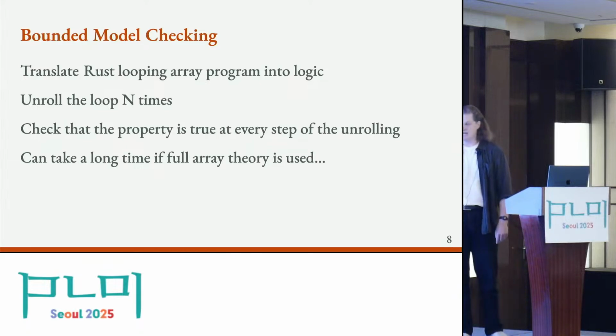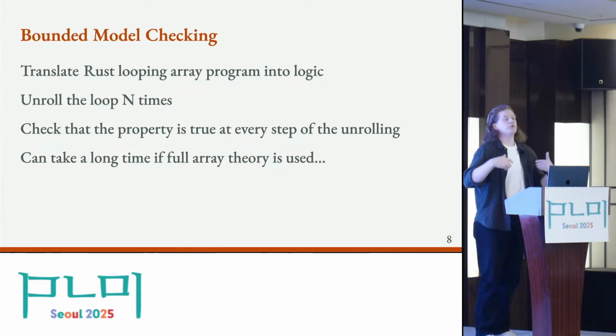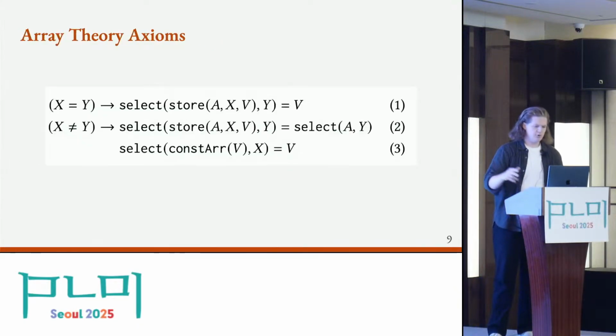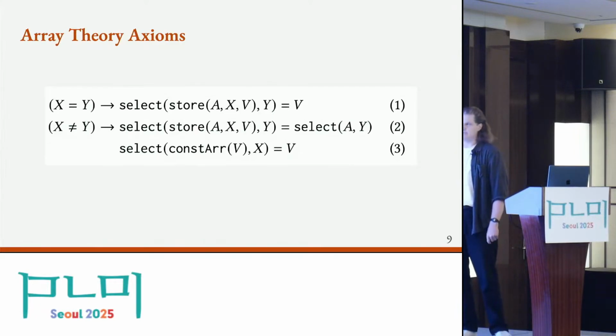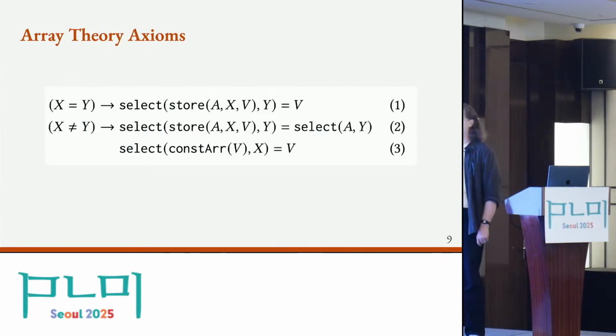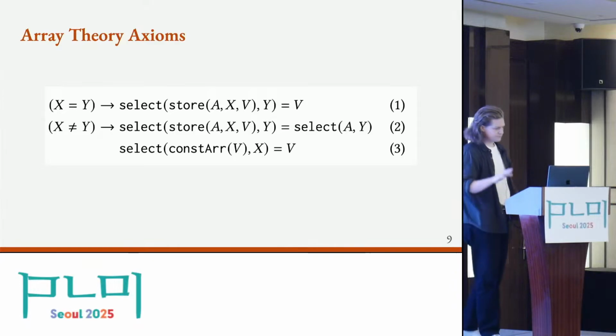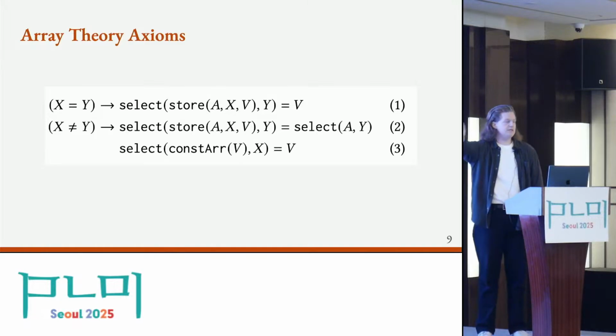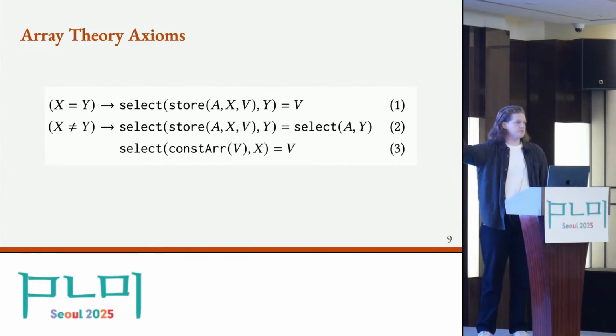But it can take a long time if you're going to try to prove more interesting properties of slightly more difficult programs. And so what do I mean by the full array theory? So here are the axioms of array theory. All these capital variables are implicitly universally quantified. We don't have to go over exactly what these mean, but this is just the general structure, and all of these will be encoded as rewrite rules inside of egg.